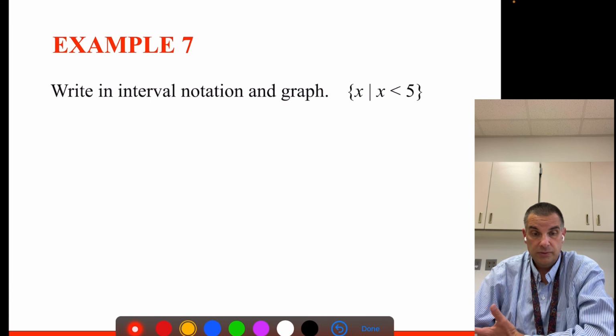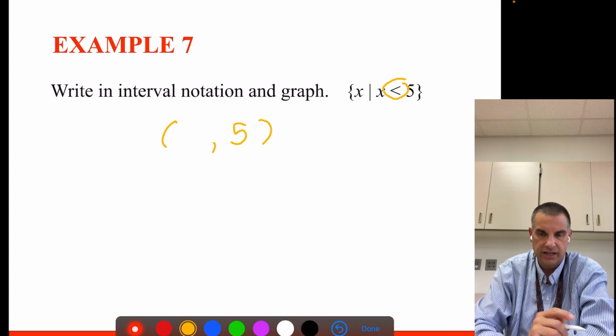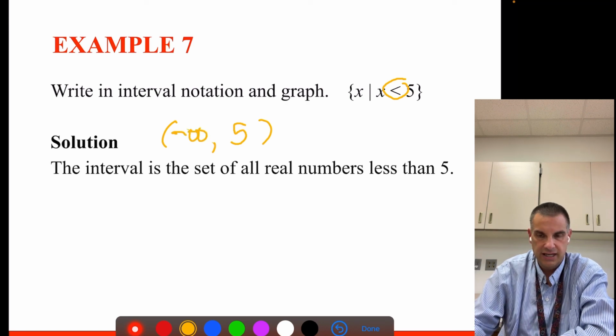So if we want to be able to write an interval notation and graph, first interval notation, I look at it and it's that symbol. So I'm going to have parentheses. It says x is less than 5, so my biggest number is 5. The biggest number always goes on the right-hand side. The smallest number always goes on the left-hand side. Well, it goes off forever and ever, so that's negative infinity. Okay, so that's what the solution is for that.